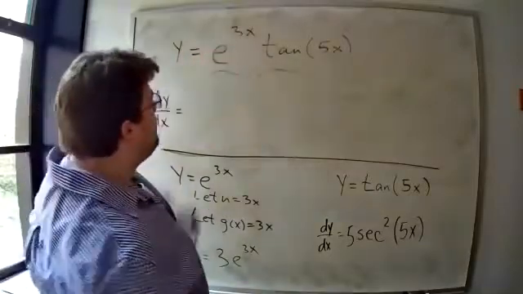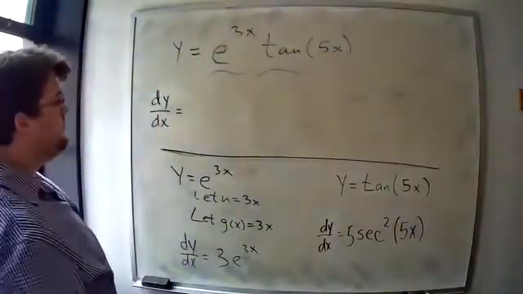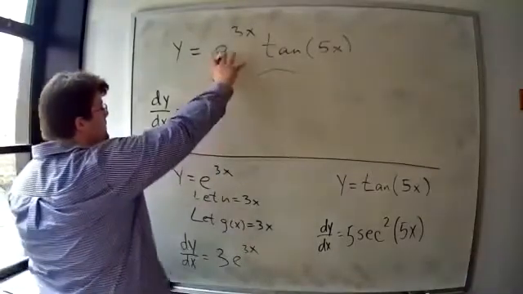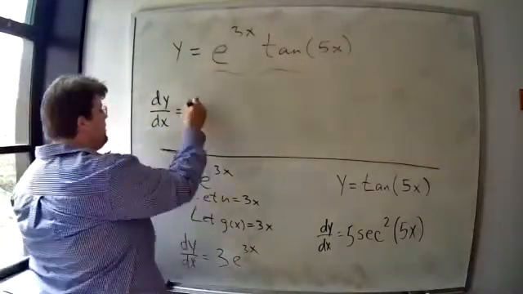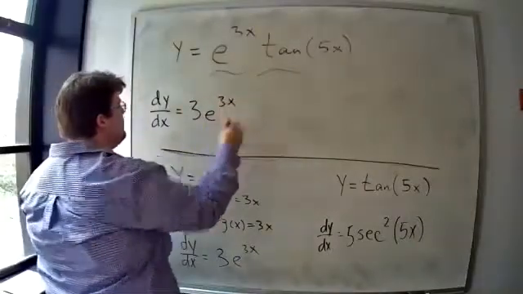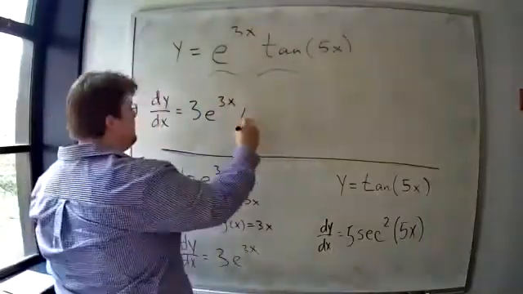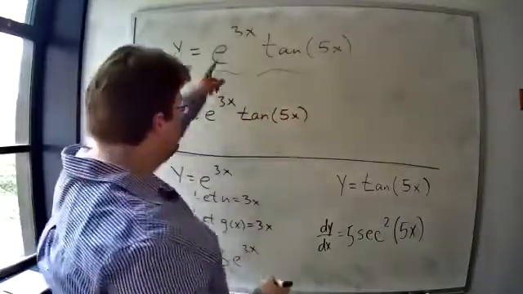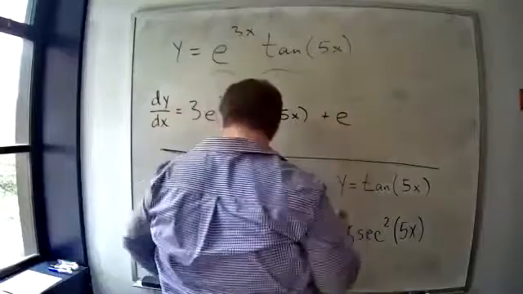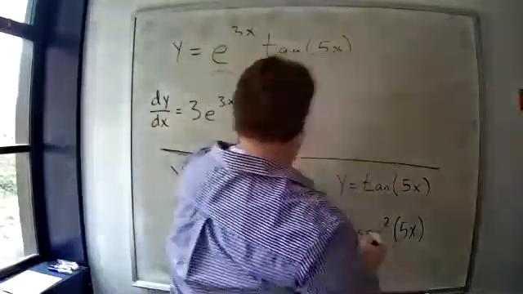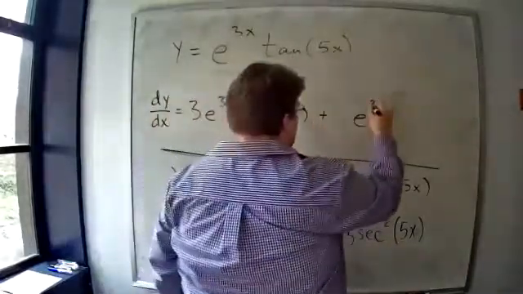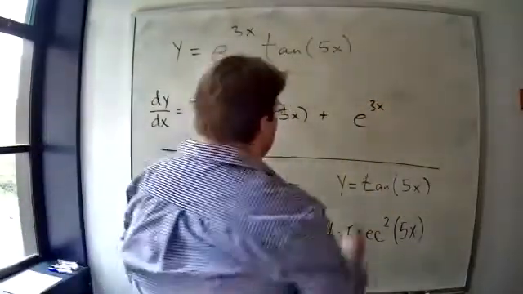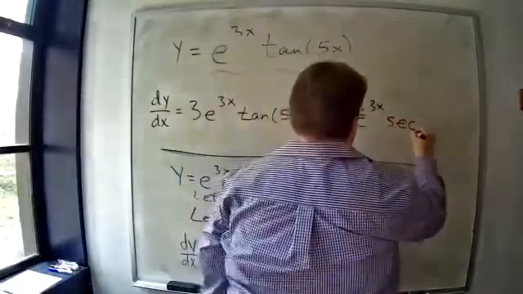So here we have a product. The derivative of a product is given by the product rule. So we need the derivative of the first, which we have here, times the second, plus the first, which I'm going to write a little over here. So it's the derivative of the first times the second plus the first times the derivative of the second.